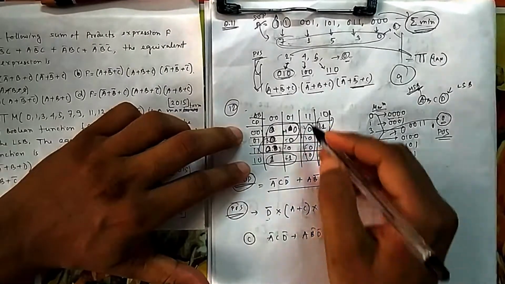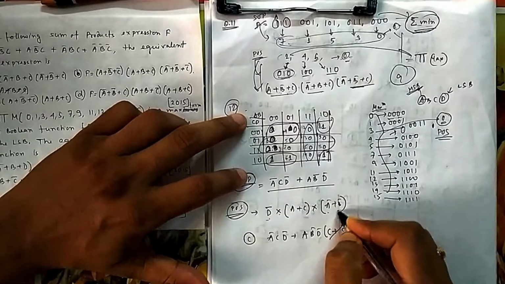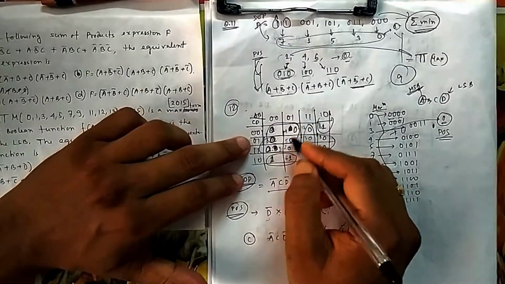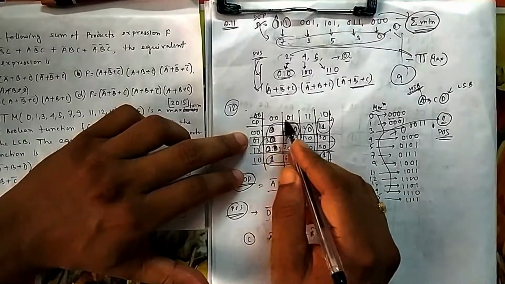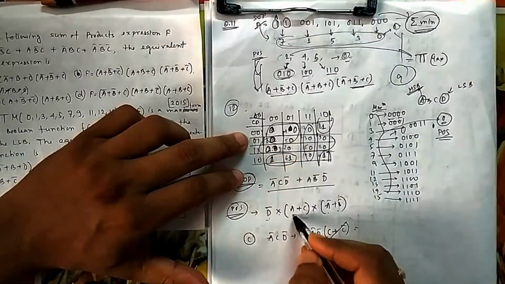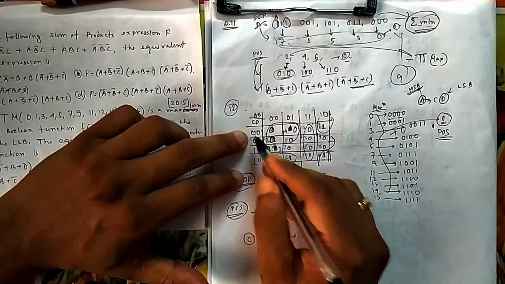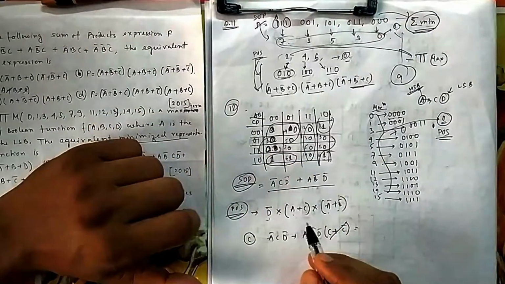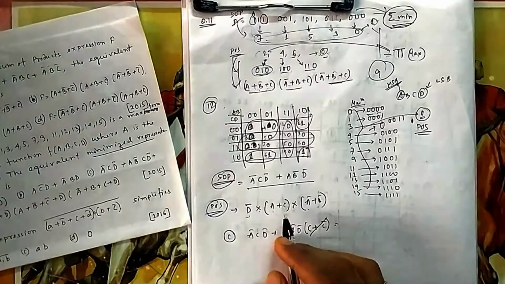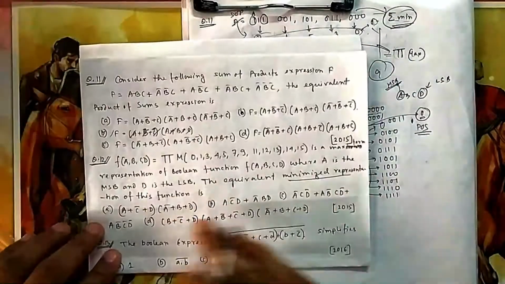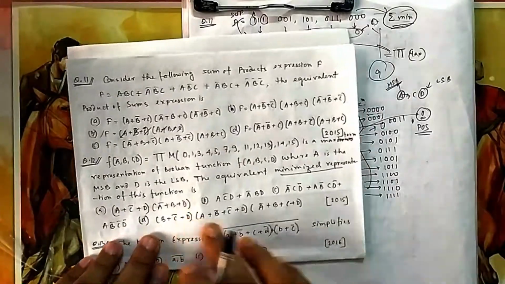So it is A bar B bar in POS, and then if you take this other quad, which one is not changing here? A, because it is 0, and here C, because it is 0, because you are writing in POS: 0 means normal and 1 means bar. So now this one also doesn't match any of these options. So now you are stuck.